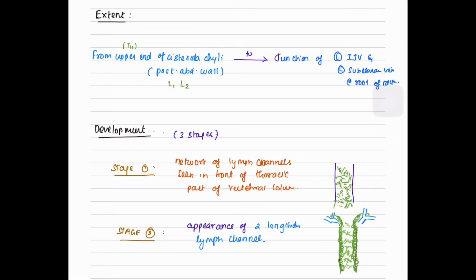Extent. It extends from the upper end of the cisterna chyli, which lies in the posterior abdominal wall opposite to the L1 and L2 vertebra. It starts from the lower end of the T12 vertebra and extends up to the junction of the left internal jugular vein and left subclavian vein at the root of the neck.